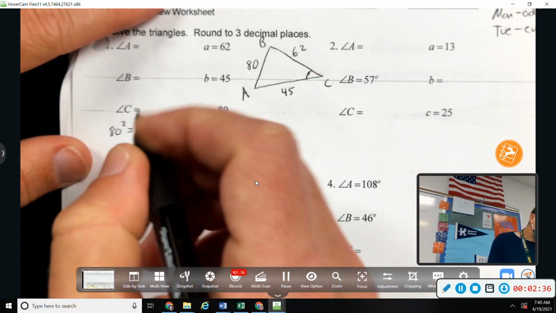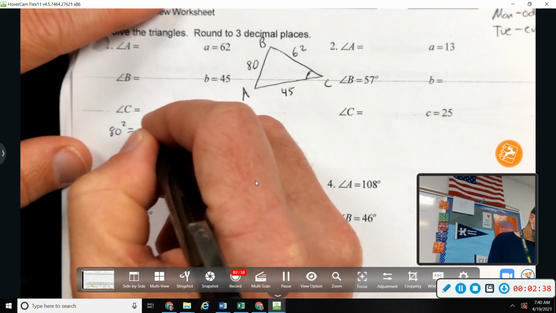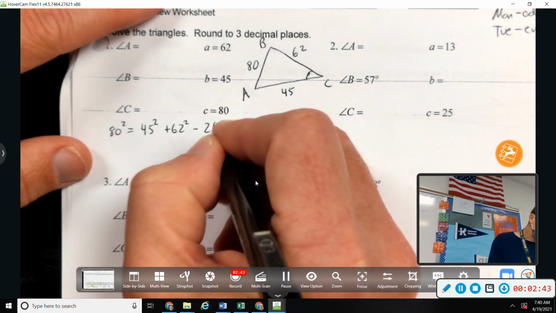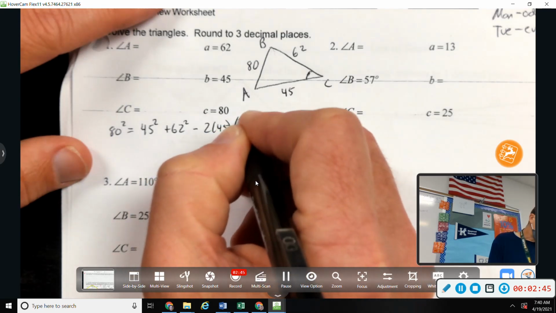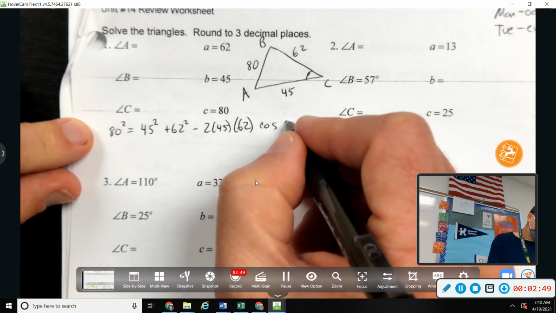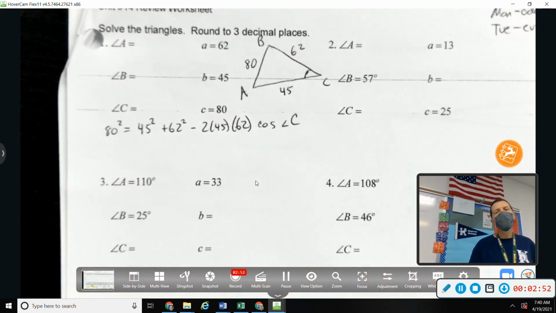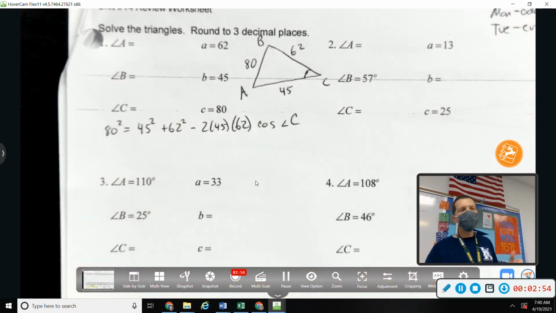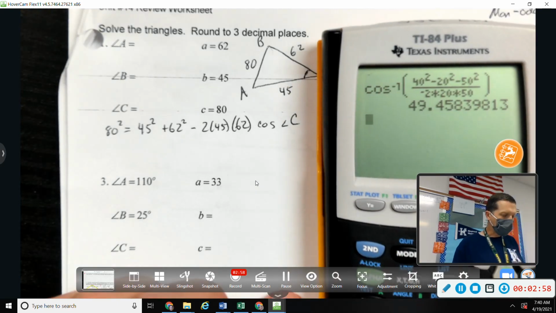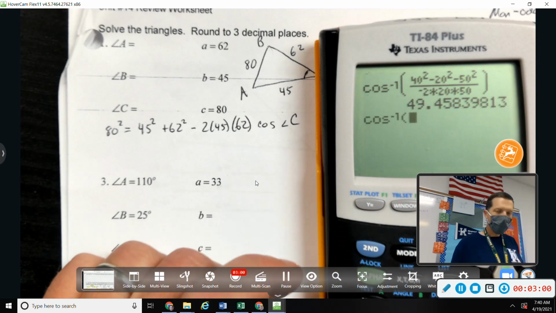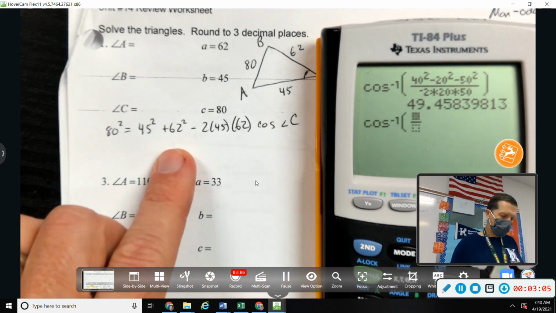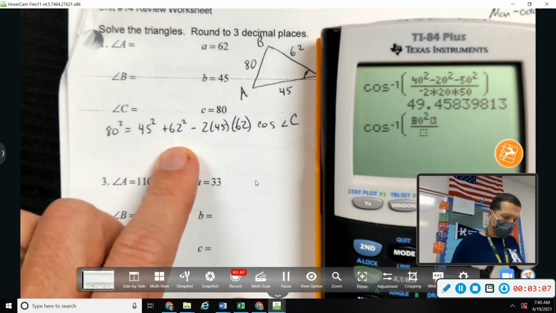So 80 squared equals the other 2, 45 squared plus 62 squared minus 2 times 45 times 62 times cosine of angle C. Feeling confident since we just did one of these law of cosines problems. I'll try to go from there on the calculator. Life on the edge here.